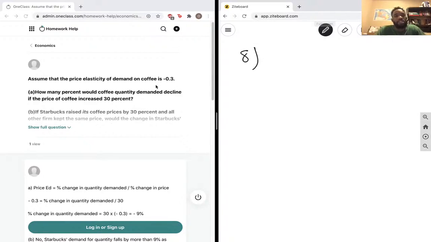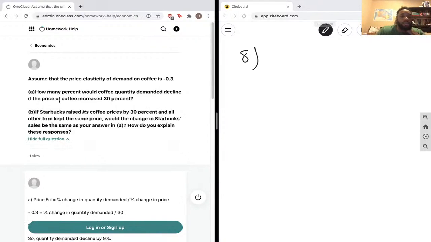Assume the price elasticity of demand on coffee is negative 0.3. Question 1, part A says, by what percent would coffee quantity demanded decline if the price of coffee is increased by 30%?